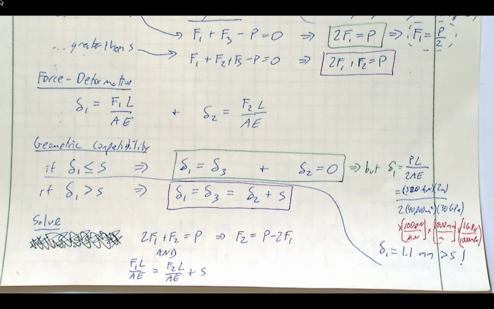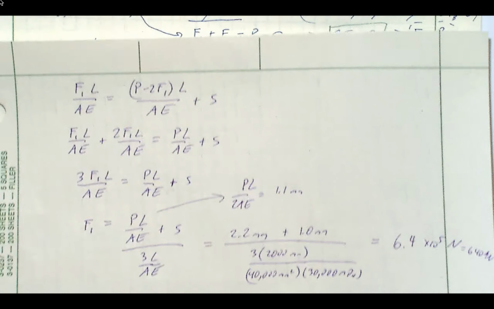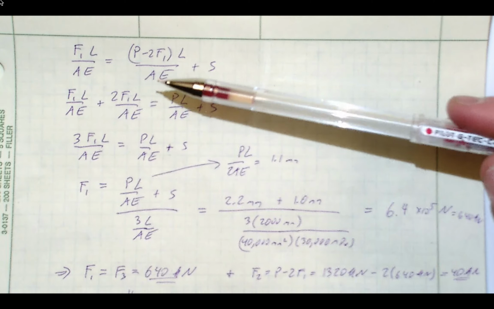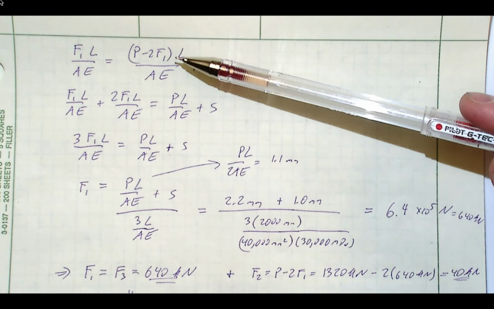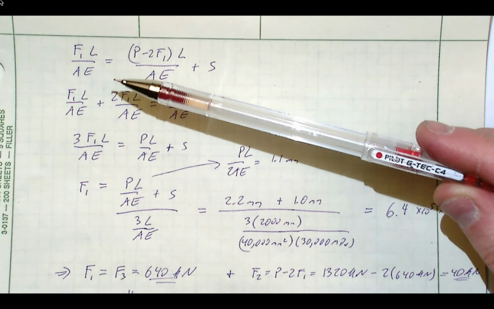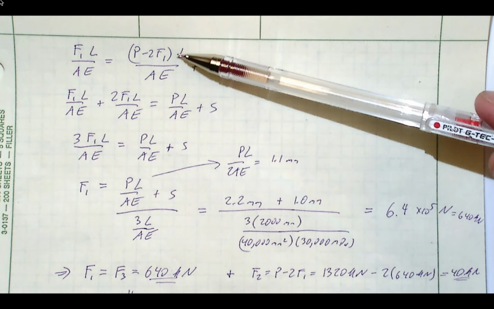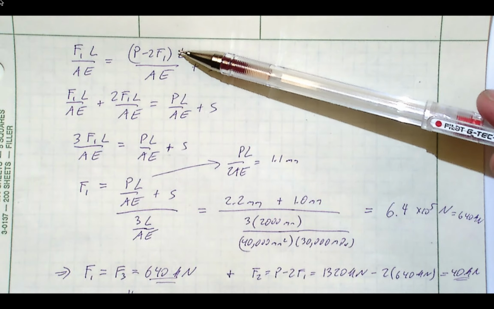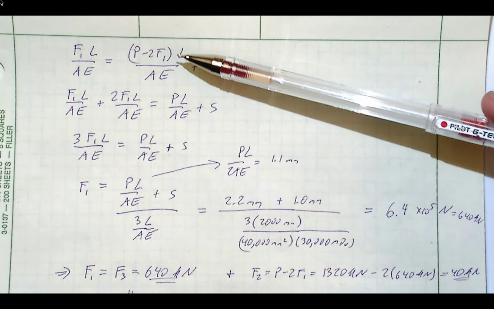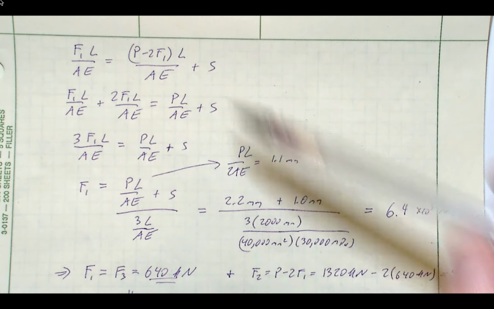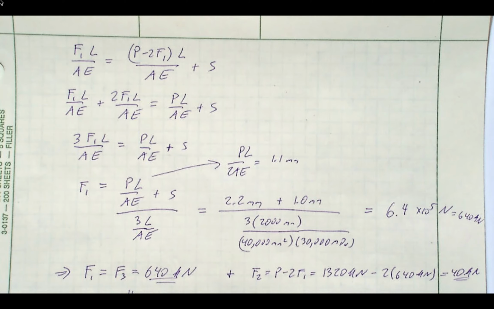So a little bit of algebra now. That's that same equation where I've just plugged in F2 equals P minus 2F1. Luckily, our lengths and our areas and our elastic moduluses are all the same. Technically, the length in 2 is a little bit shorter than the length in 1, but it's a very small change compared to its length, right? So 1 millimeter versus 2 meters, we can just use the same length, that they're both about 2 meters long.